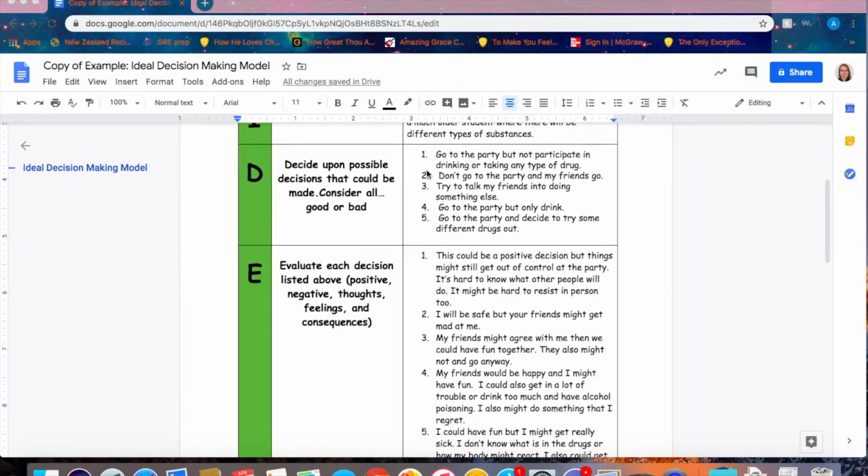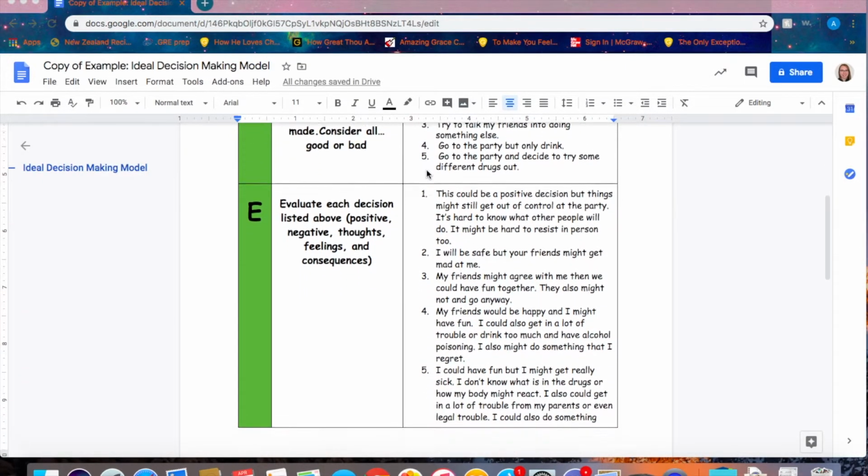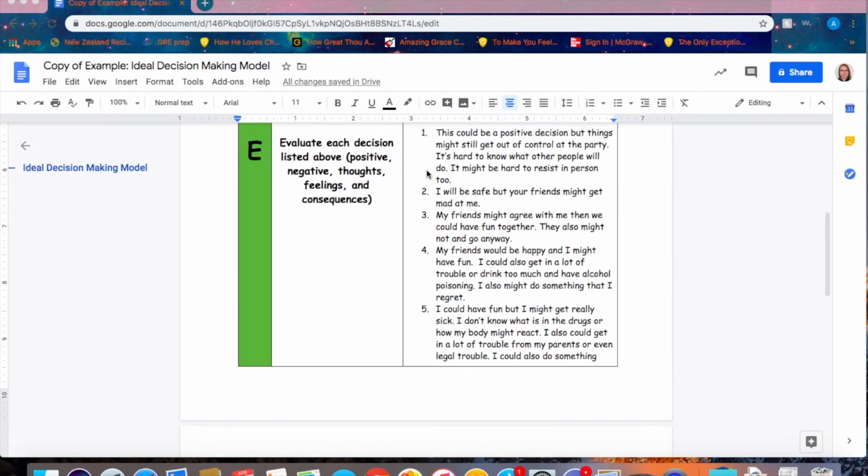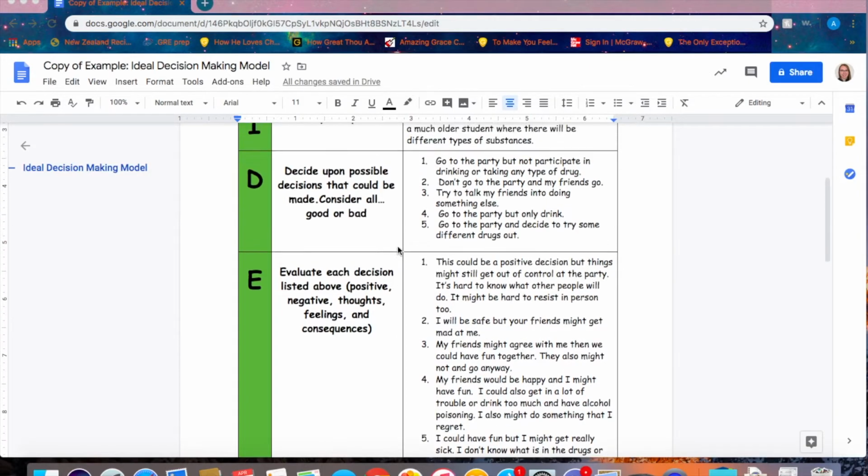You don't go to the party, but your friends are going to go anyway. So number 2, the thoughts I had are that I will be safe, but my friends might get mad at me. Okay, so let's look at number 3.